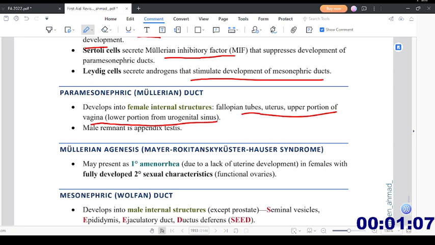So the fallopian tubes, uterus, upper portion of the vagina won't be developing in the males, and the male remnant is the appendix testis. Okay, so there is a thing that is called the appendix testis, which is the remnant of the paramesonephric duct, the Mullerian duct, in the males.